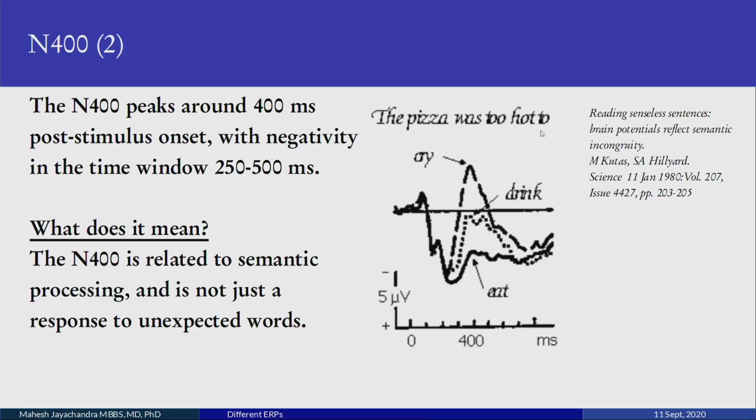And you have three sentences. The pizza was too hot to eat. That's fine, and negative up. The pizza was too hot to drink. That's a bit weird. So you have this potential happening over here. And finally, the pizza was too hot to cry, which is completely unexpected. So you have this N400.